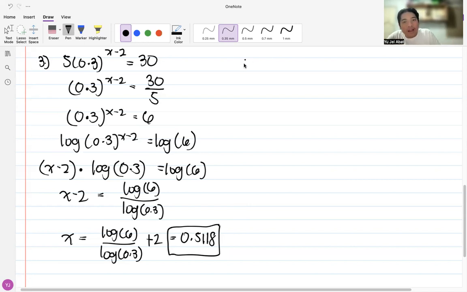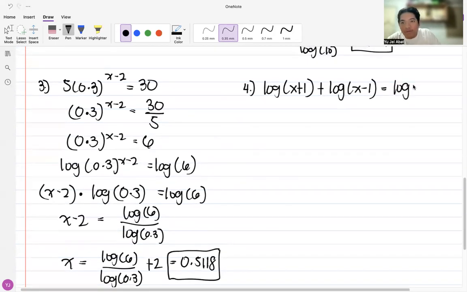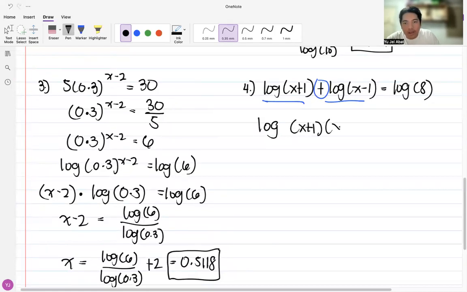So I have here an example of log of x plus 1 plus log of x minus 1 equals log of 8. Okay, so first things first, we know that this is the same base, and we have plus. So we're going to use what? The product rule. So we have log of x plus 1 times x minus 1 equals log of 8.